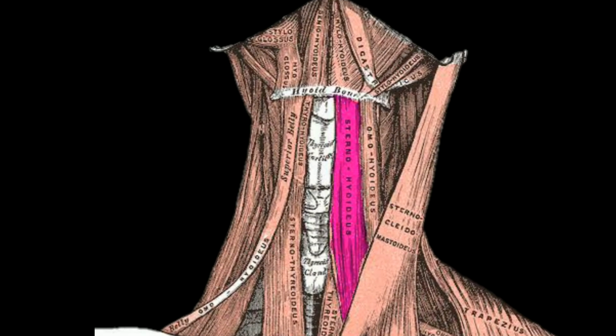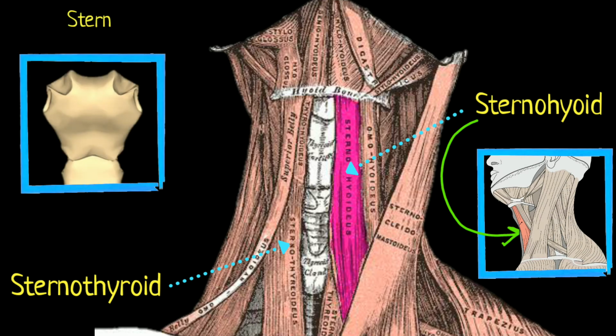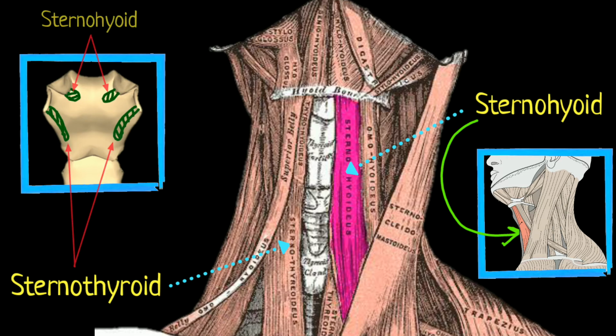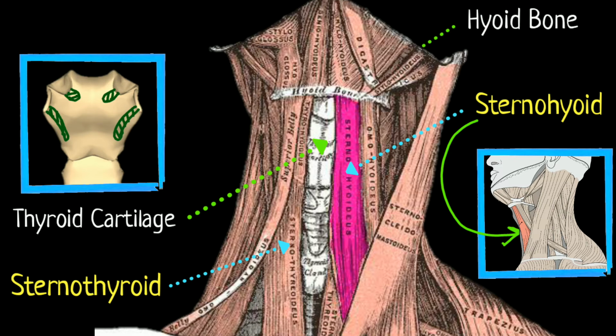Many neck muscles also originate from the thoracic cage. The sternothyroid and sternohyoid are thin strap muscles which arise from the posterior surface and upper border of the sternum, and they get inserted into the thyroid cartilage and hyoid bone respectively.